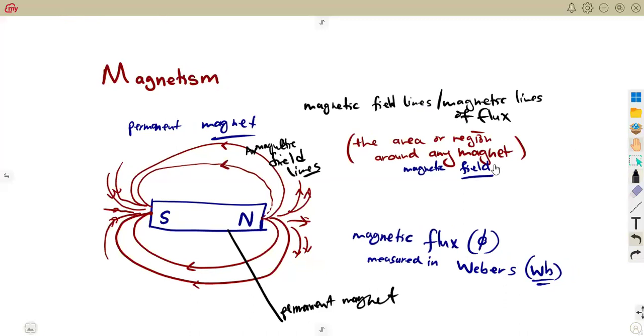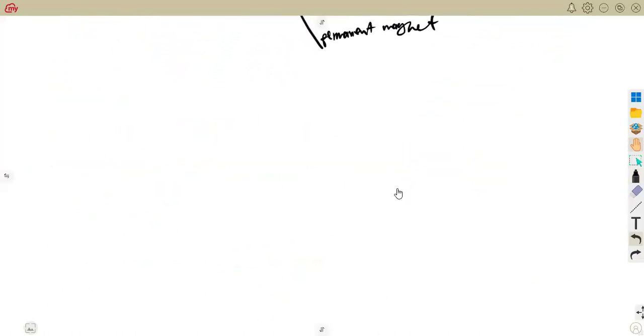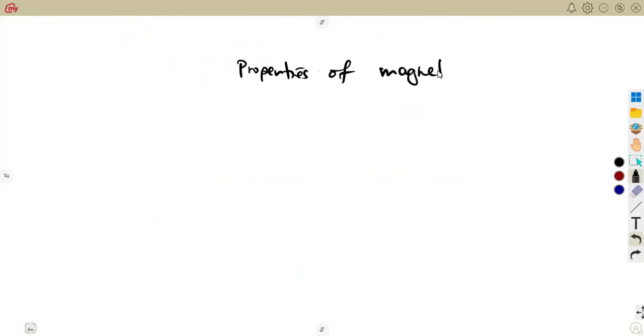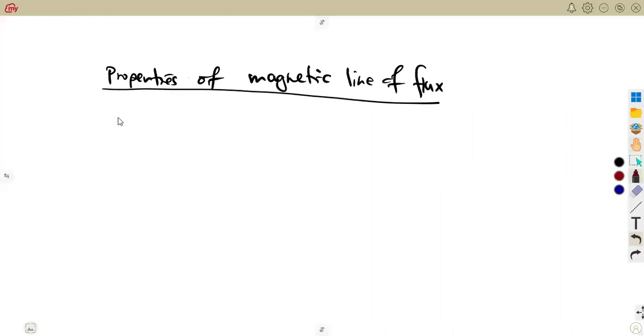There's nothing much else that you need to know there. Maybe you're just going to also need to consider the properties of the magnetic lines of flux, because they might also ask about the properties. All right. So let us consider the properties of magnetic lines of flux. What is it that we are supposed to consider as the properties?